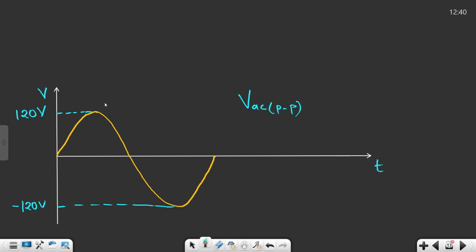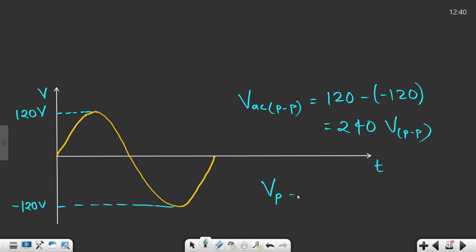Peak to peak means from this peak to this peak. If I want to calculate this peak to peak voltage, that will be 120 minus minus 120, so that becomes 240 volts peak to peak. I hope this part is clear. Whereas if I am talking about peak voltage, that will be 120 volts PP. I hope this part is crystal clear.